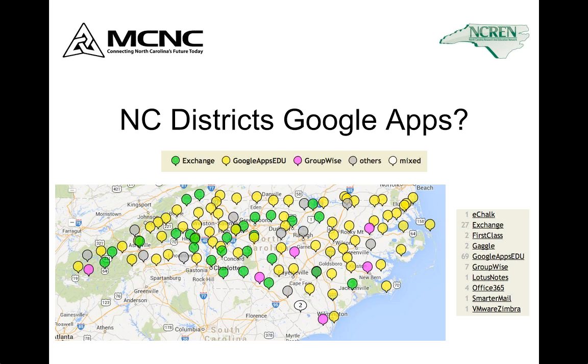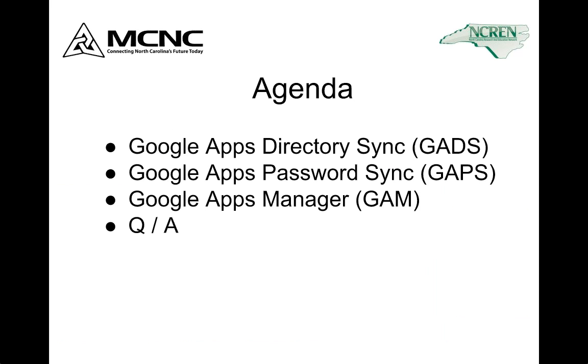One of the big things that comes into play is, how do we manage our users? Google has put together several different tools, as well as there's some third-party tools that we're going to talk about today. So our agenda today is we're going to talk about Google Apps Directory Sync. You'll also hear it referred to as GADS. And then we're also going to talk about Google Apps Password Sync, GAPS, and Google Apps Manager, GAM. And then we're also going to have some time for some Q&A.